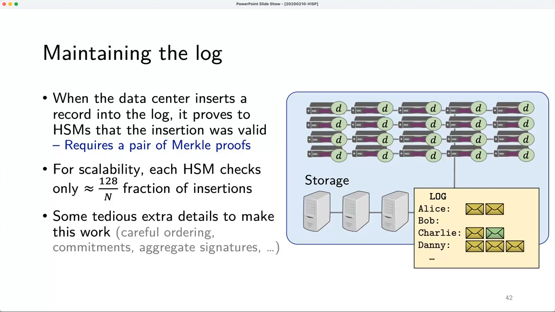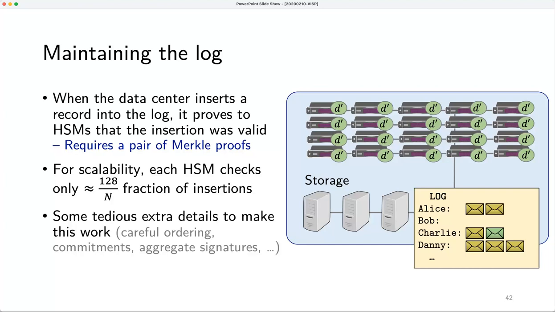the system will come to a halt. This actually turns out to be super, super annoying to make work. So we have to use things like aggregate signatures to make sure that the bandwidth requirements for the HSMs are not too big. We have to do things carefully ordered, and there's a bunch of extra stuff that's described in the paper. But essentially after all this auditing completes, each HSM now has a new digest for a new log and recoveries can continue.